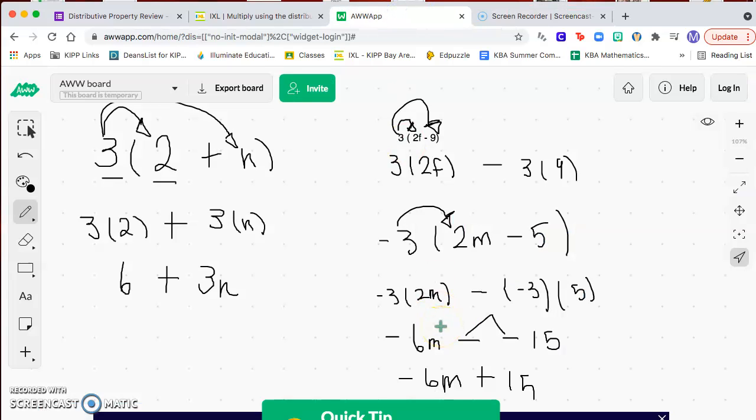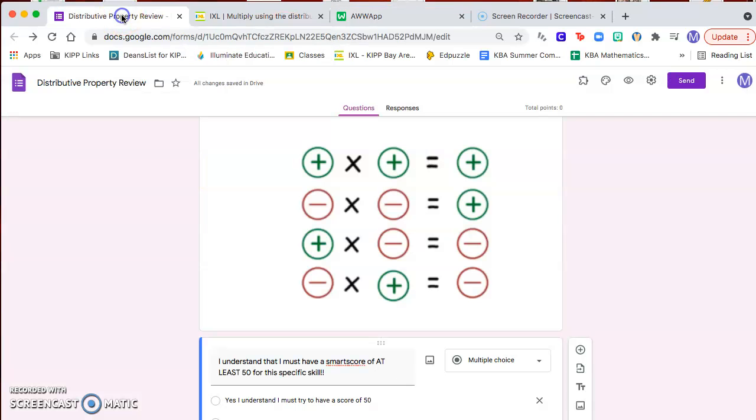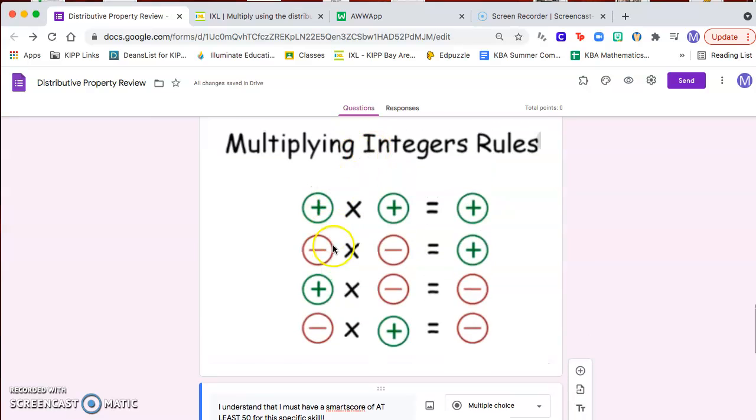Okay, so a few things to remember is that the distributive property is multiplication. You're multiplying the number on the outside with the two numbers on the inside, and to be very careful with the integer rules when you are multiplying.